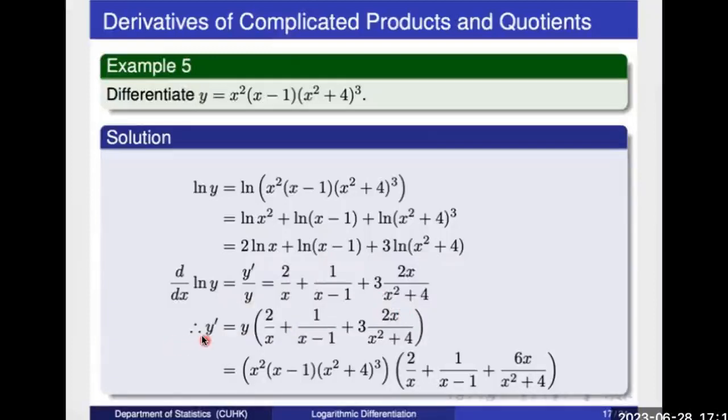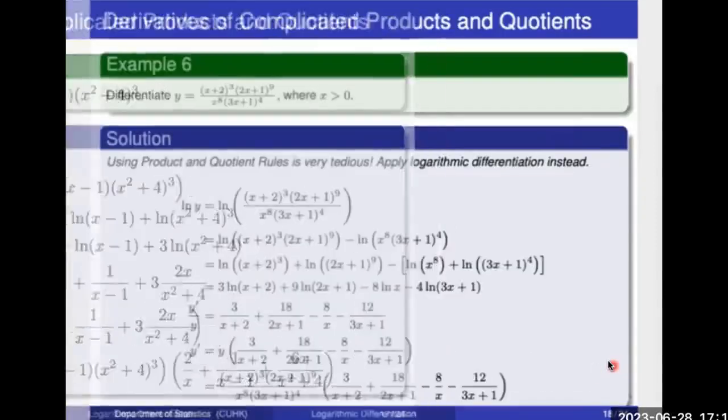Therefore, y prime equals y times the quantity 2 divided by x plus 1 divided by the quantity x minus 1 plus 3 times 2x divided by the quantity x squared plus 4. This equals x squared times the quantity x minus 1 times the quantity x squared plus 4 to the power of 3, all multiplied by the quantity 2 divided by x plus 1 divided by the quantity x minus 1 plus 6x divided by the quantity x squared plus 4.